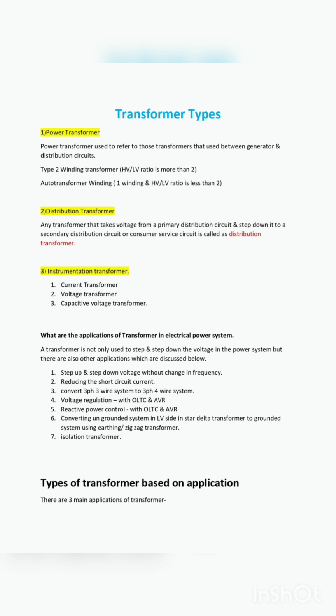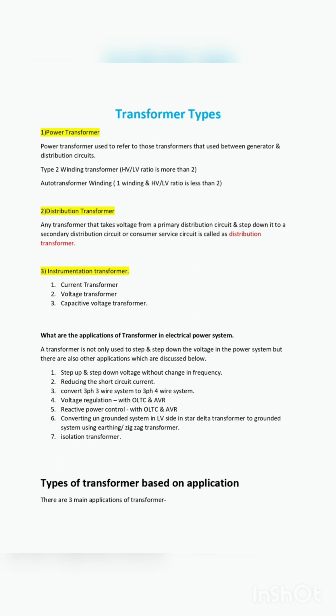1. Step up and step down voltage without change in frequency. 2. Reducing the short circuit current. 3. Convert 3-phase 3-wire system to 3-phase 4-wire system. 4. Voltage regulation with OLTC and AVR. 5. Reactive power control with OLTC and AVR. 6. Converting ungrounded system on LV side in star delta transformer to grounded system using earthing zigzag transformer.